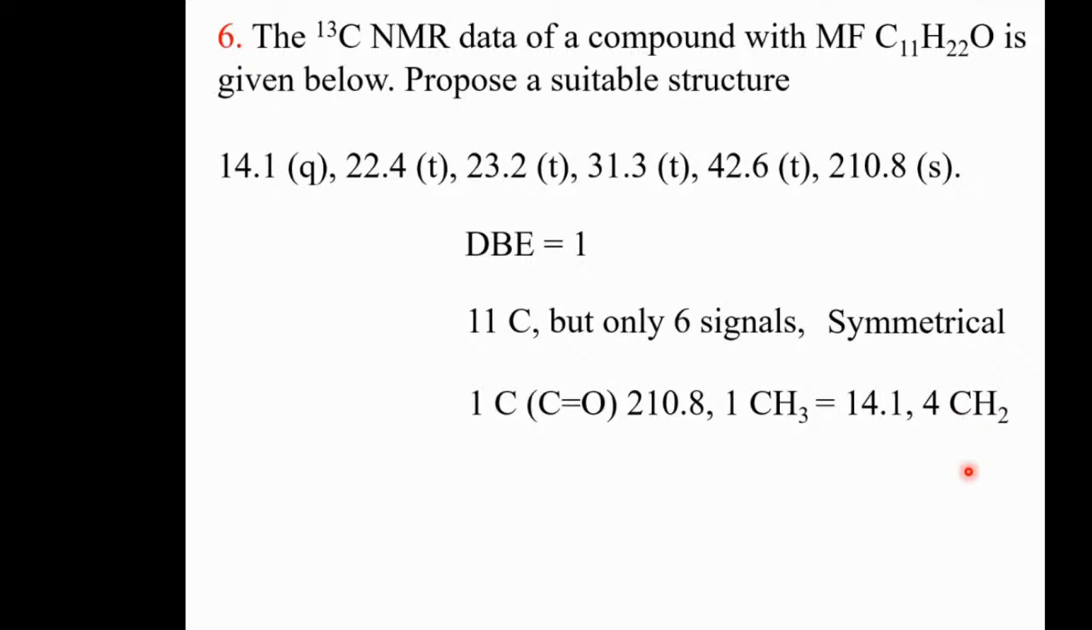So you might have got the structure already. This is the structure, symmetrical. These two methyls are equivalent, coming at 14.1, carbonyl coming at 210.8, and then you have 1, 2, 3, 4 methylenes. All are coming as triplets. And you can even assign their relative chemical shifts. The most deshielded one would be the one that is close to the carbonyl group, and then it decreases or gets more shielded.